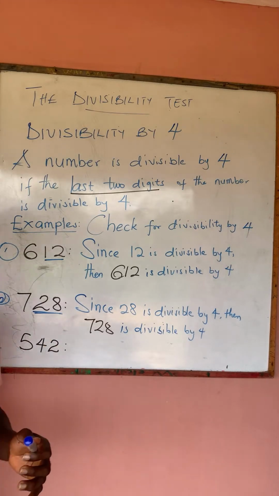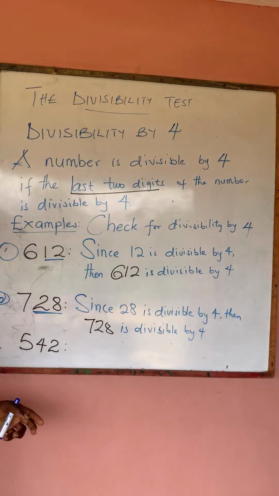Let's try 542. Check the divisibility by 4 for 542.